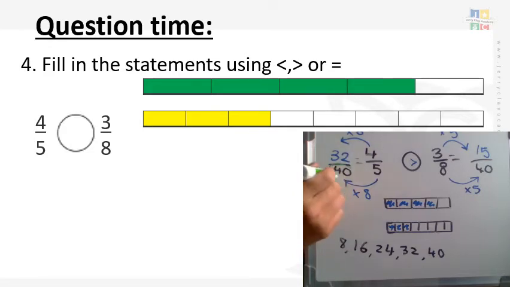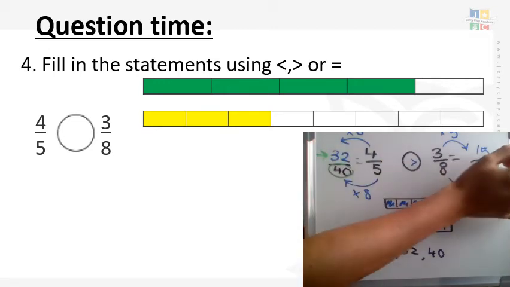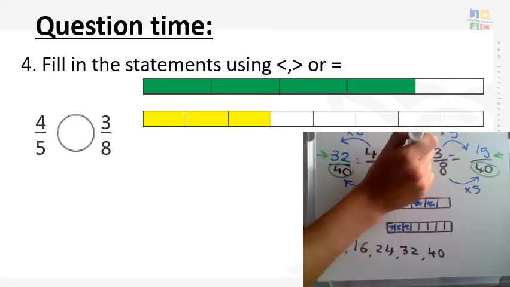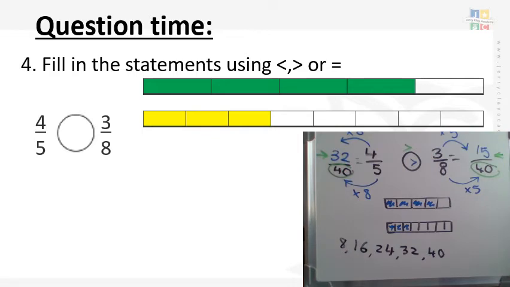Now, because my equivalent fractions have got the same denominator, I can look at the numerators and I can see that 32 is greater than 15. So I would work it out this way.